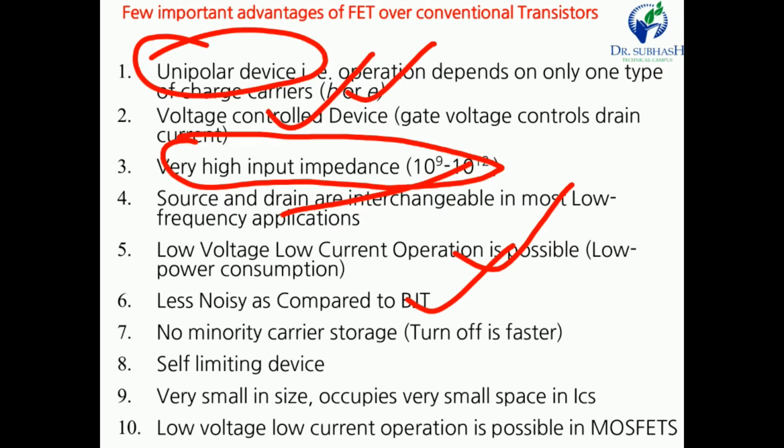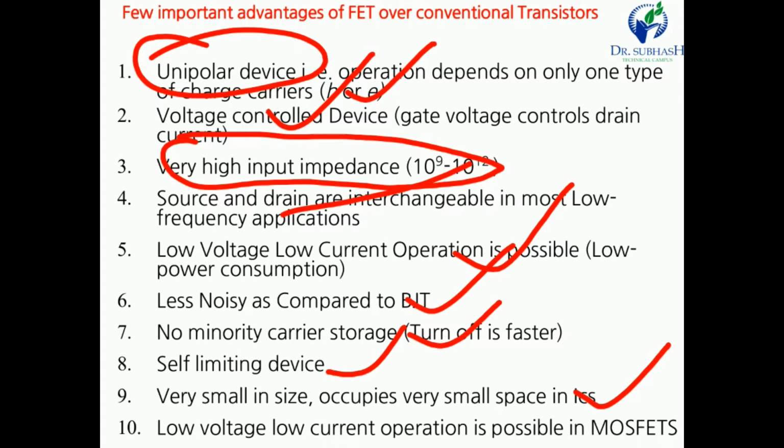Then seventh, no minority carrier storage, so turn off is faster. If we talk about high frequency applications, then turn on and turn off characteristics should be sharper. At that time the minority carrier storage is small or none, so our switching is very fast. Then eighth, FET is a self-limiting device compared to the BJT. Then ninth, very small in size, occupying very small space in IC.